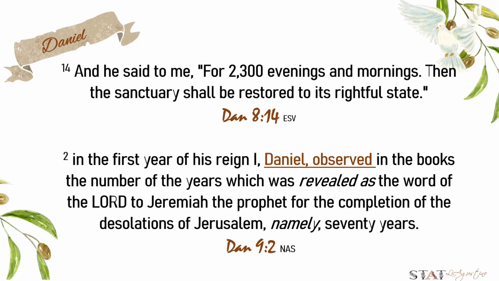And also in Daniel 8, verse 14: And he said to me, for 2,300 evenings and mornings, then the sanctuary shall be restored to its rightful state. Daniel did research. Because in the first year of his reign, I, Daniel, observed, remember this, observed in the books the number of the years which was revealed as the word of the Lord to Jeremiah the prophet for the completion of the desolations of Jerusalem, namely 70 years.